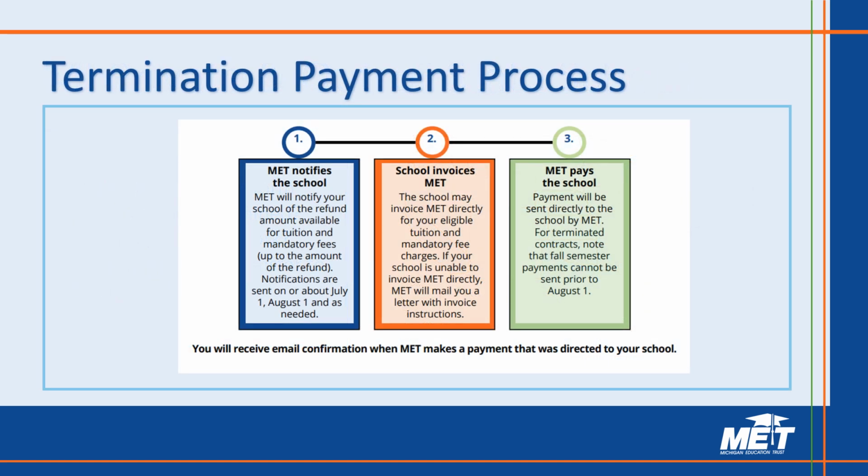Once your contract is terminated to pay the out-of-state or Michigan private college, we will notify your school of the available benefits. If you are terminating for the fall semester, notifications go out the first week of July. For contracts terminated after that date, the notification will go out the first week of August. Once we send them the notification, it is up to the school to credit your account with the anticipated payment and send us an invoice.